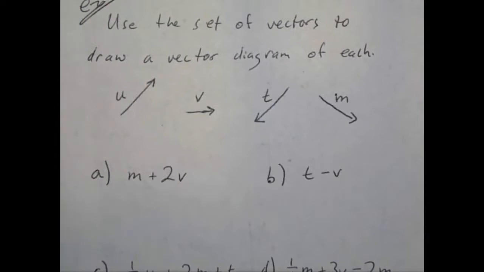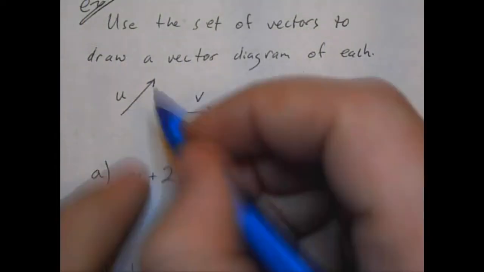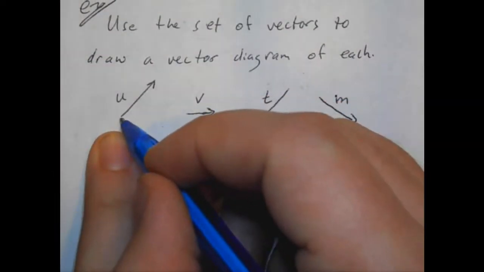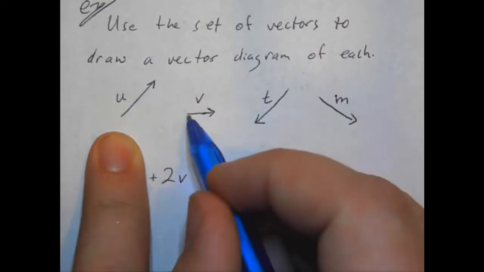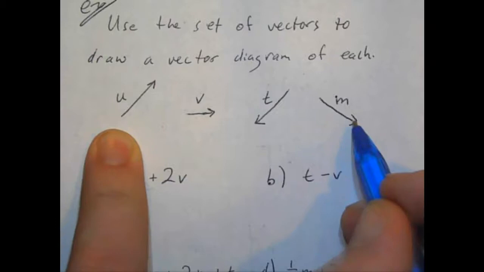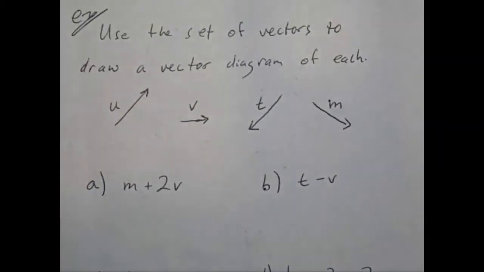Use the set of vectors to draw a vector diagram of each. So we are given, I know we're not given any units, but we're just going to guesstimate. U is something like this, V is something like this, T is something like this, and M is something like that. We're going to pay attention to the direction and the magnitude, because those are really the two things that matter with these vectors.